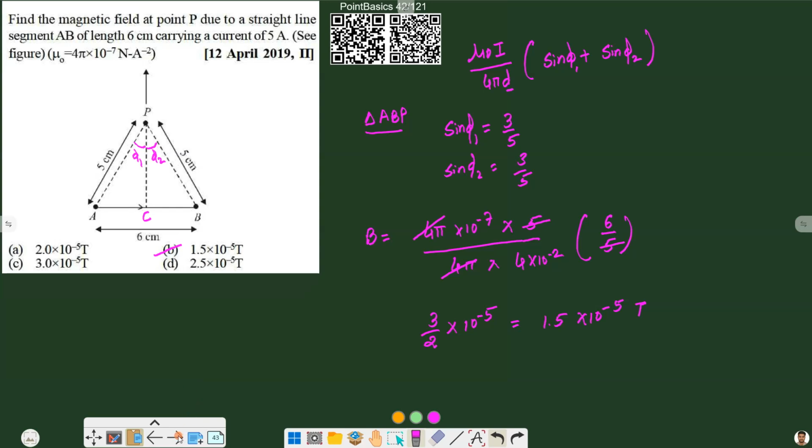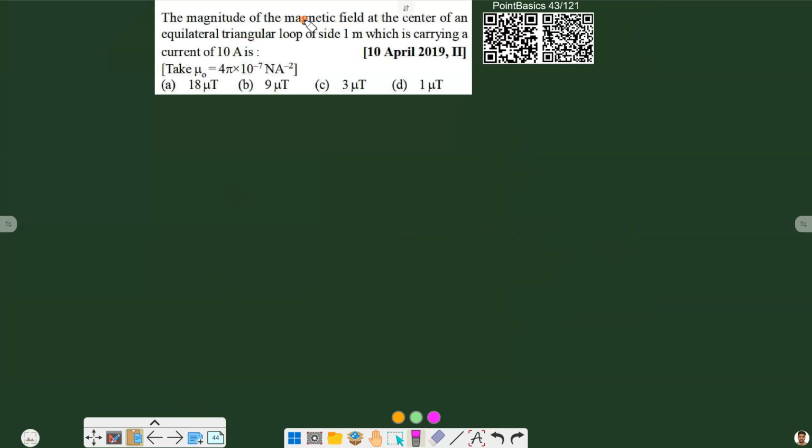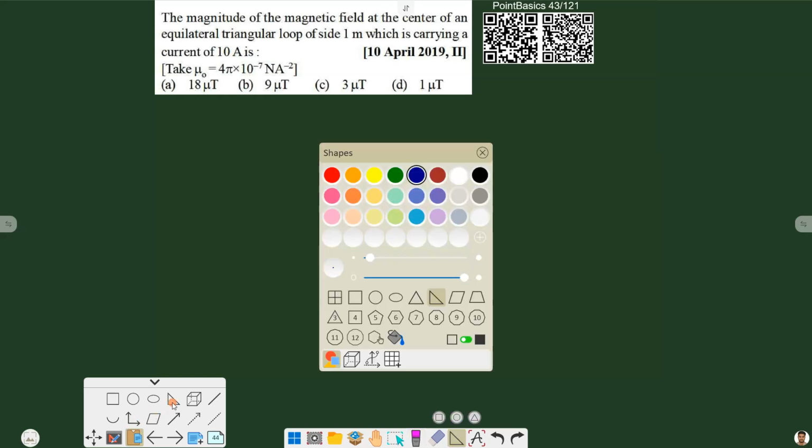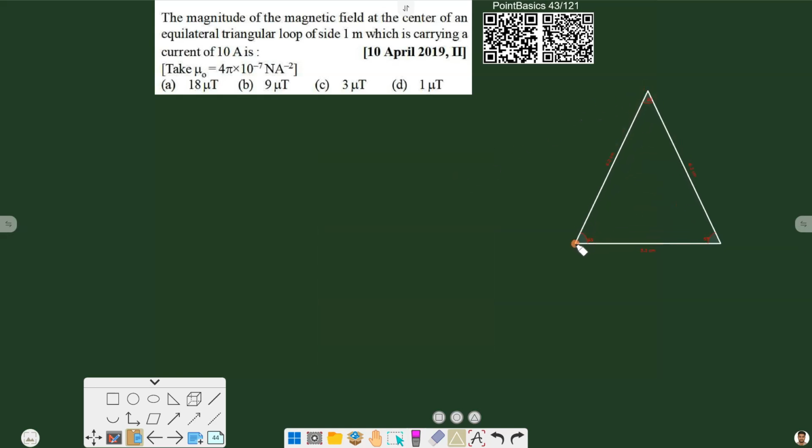Moving to the next one. The magnitude of the magnetic field at the center of an equilateral triangle loop of side 1 meter, which is carrying a current of 10 ampere. So here we have an equilateral triangle forming a loop, meaning current is flowing in a closed loop. Let me draw the triangle first. Suppose this is our triangle.